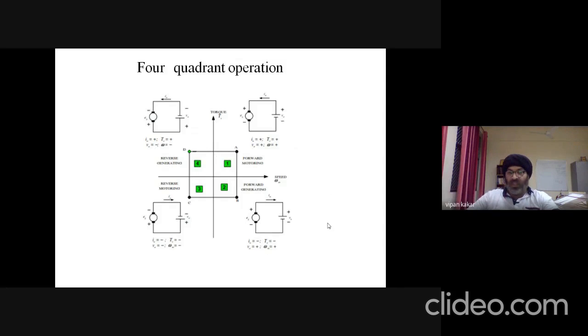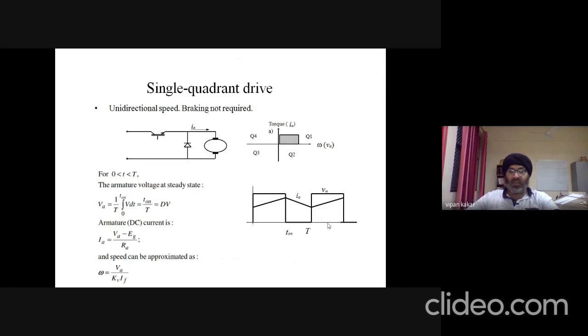So we'll be using these quadrants of operation in this application. For a single quadrant drive, in quadrant 1, all parameters, current, voltage, torque, and speed, are positive. In this case, this is the circuit. This is a DC to DC converter simplified with just one switch, and this is the motor. We have an armature current flowing in the positive direction.